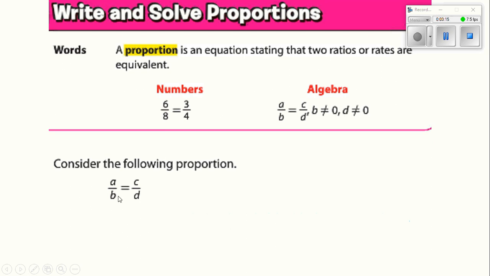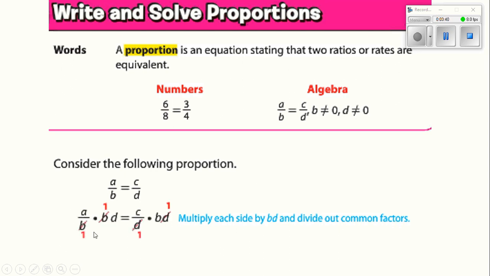Let's consider the following: A over B equals C over D. In order to make sure that we simplify this correctly, we must realize that our two denominators need a common denominator. The only way to do that is to multiply them to each other. That means we will multiply each side by BD and divide out the common factors.